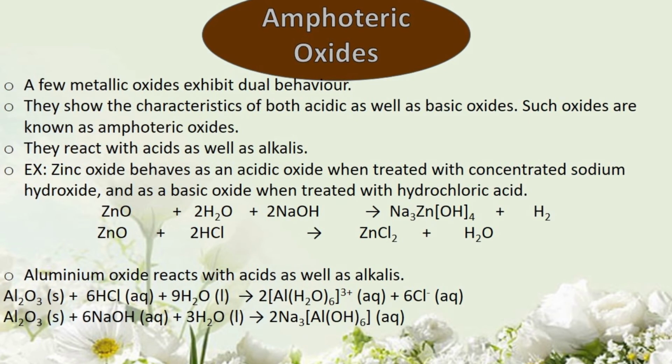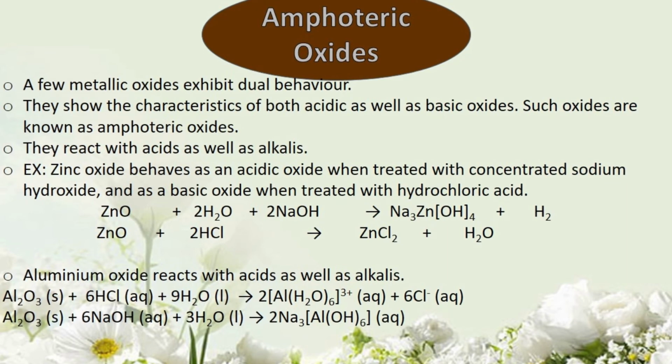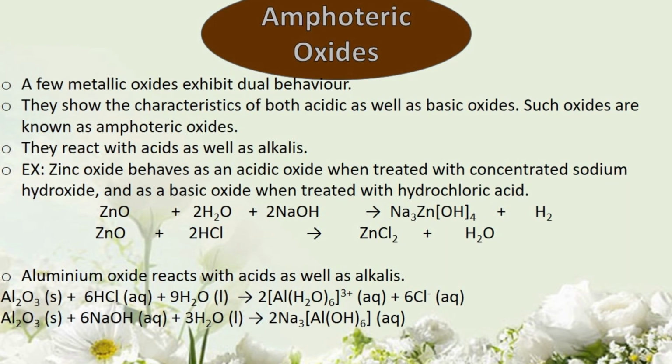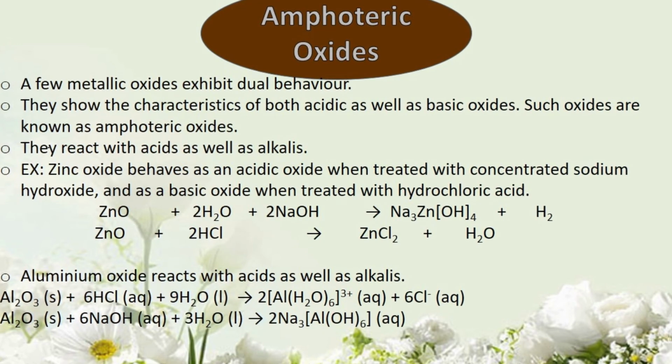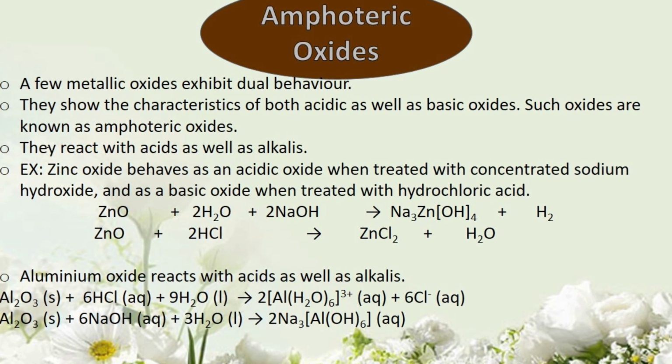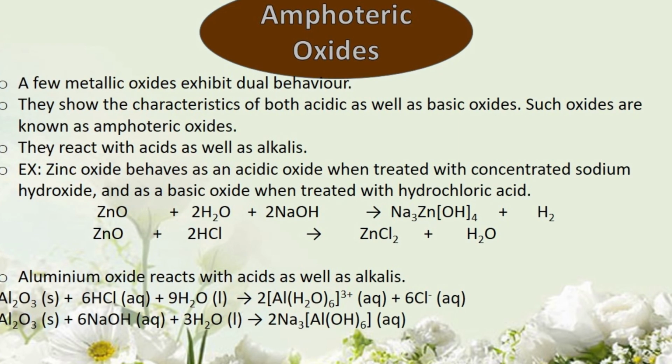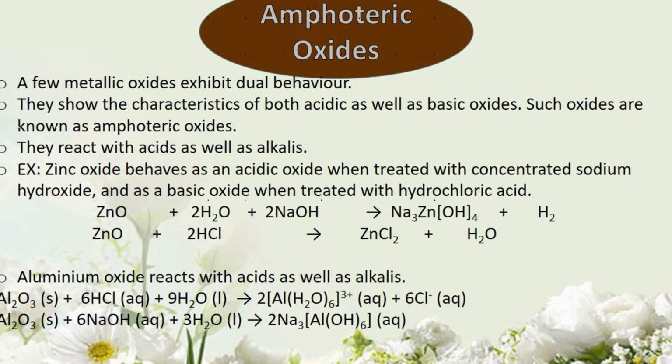Another example of an amphoteric oxide is aluminium oxide, Al2O3. It also reacts with acids as well as alkalis. All these equations are important. They may ask you to complete the equation.